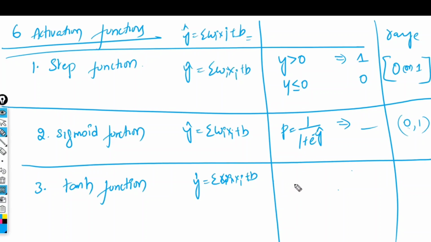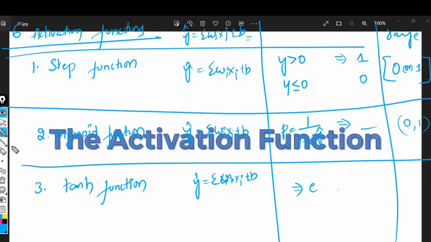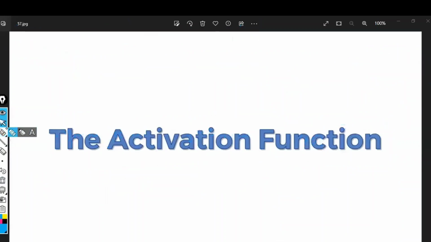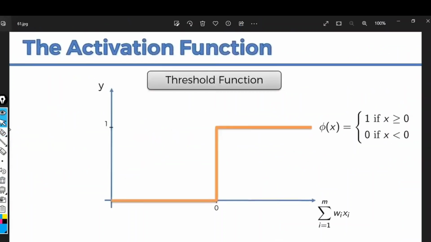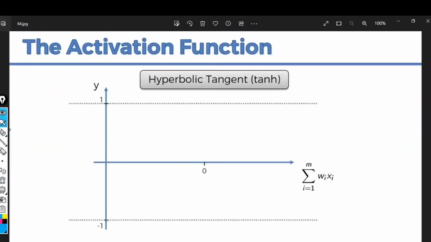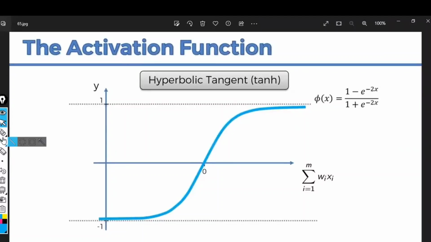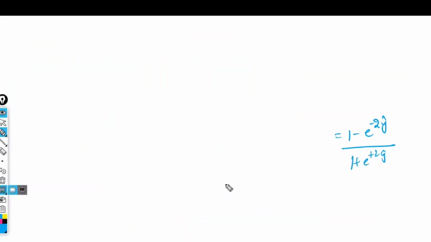Second step is where the tanh function is equal to e to the power of... Just a minute, I have forgotten the formula. Tanh function is 1 minus e to the power of minus 2 y hat divided by 1 plus e to the power of 2 into y hat. This is the formula for tanh.